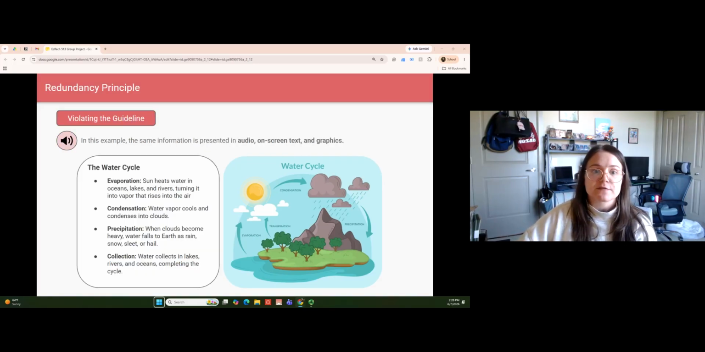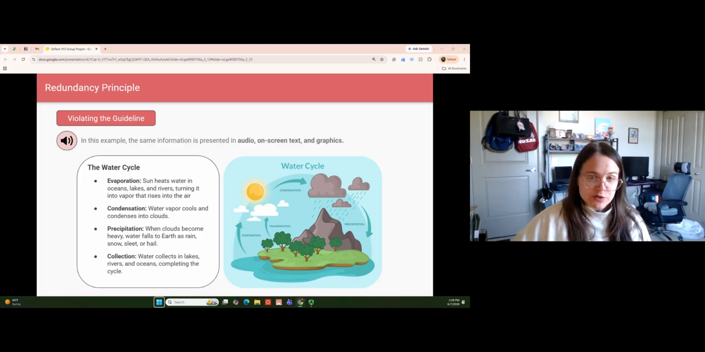This slide represents a violation of the redundancy principle. The learner sees the water cycle graphic, hears the narration of the process, and simultaneously reads a detailed text description that repeats the same information. While it may seem helpful to provide information in multiple formats, presenting identical information through narration and on-screen text can actually hinder learning. A better design would remove the large text block and allow the graphic and narration to work together. This would create a more efficient learning experience and align with evidence-based multimedia principles.